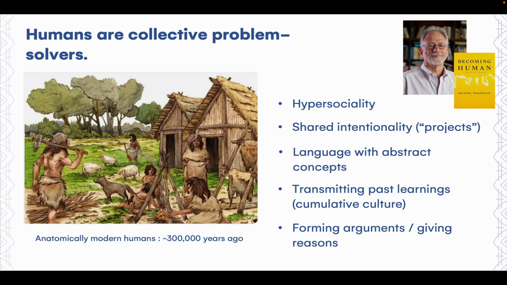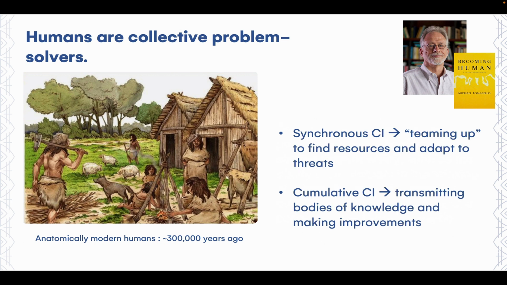We can transmit past learnings. Here's how my father taught me how to make a roof. First you put the sticks on one side and then you add the straw, and this is how you make a roof. And then we can also finally make arguments in favor of one way of doing something or another way of doing something. Again, this is what makes us special vis-a-vis other animals.